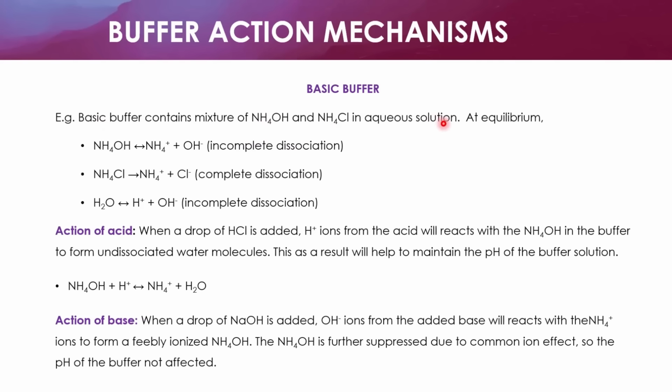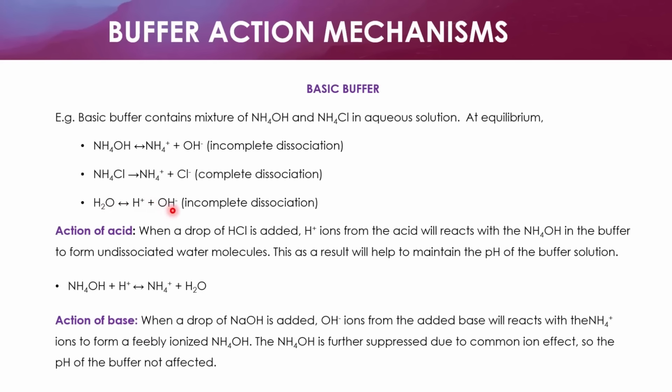So let's see the action of acid on this basic buffer. When a drop of HCl is added, hydrogen ions from the acid will react with the ammonium hydroxide in the buffer to form undissociated water molecules. And this, as a result, will help to maintain the pH of the buffer solution. So this is also the chemical reaction or equation explaining the action of an acid on a basic buffer.